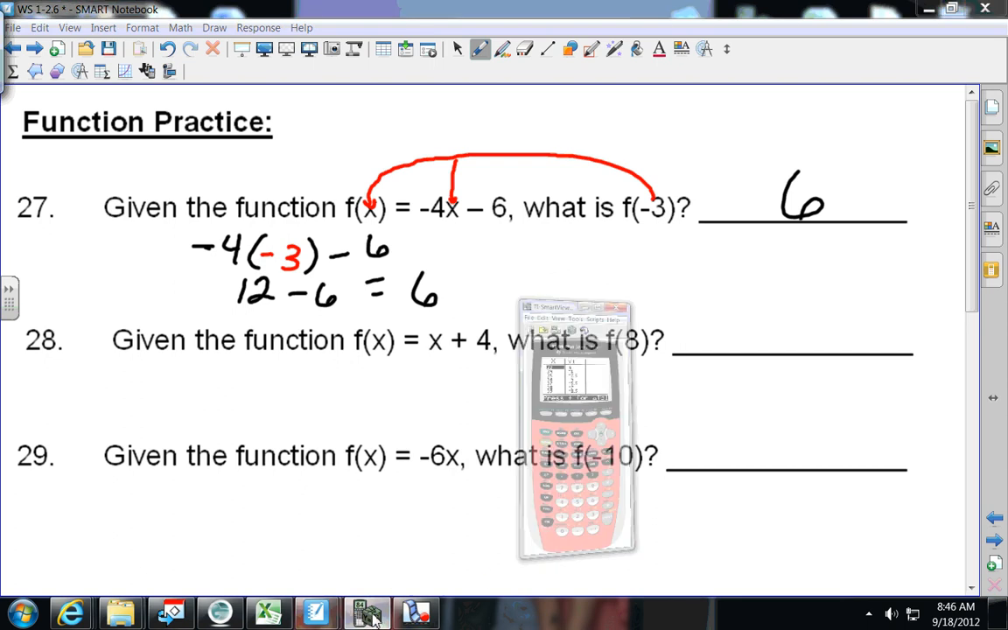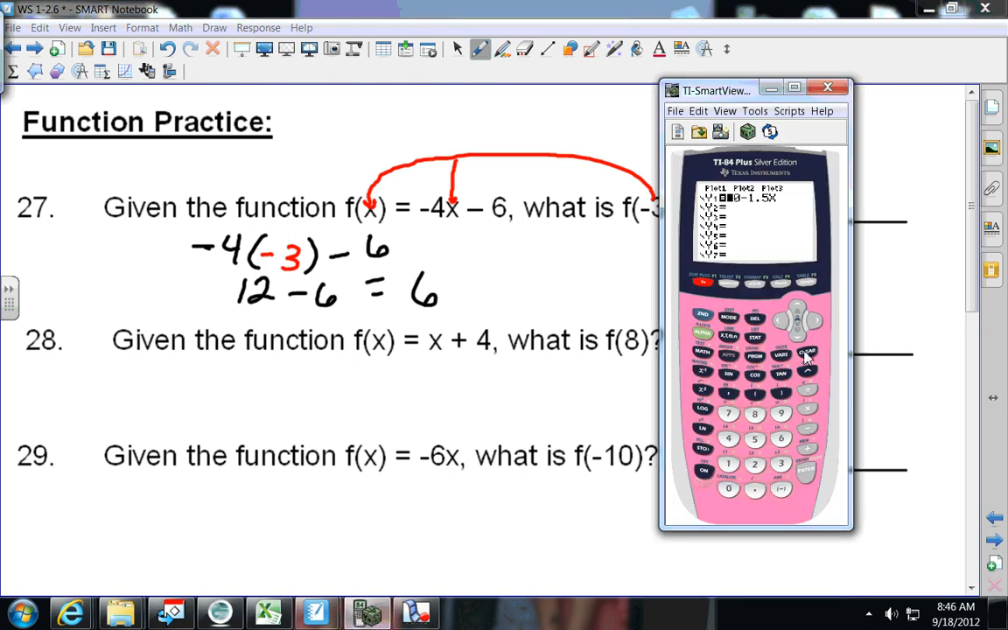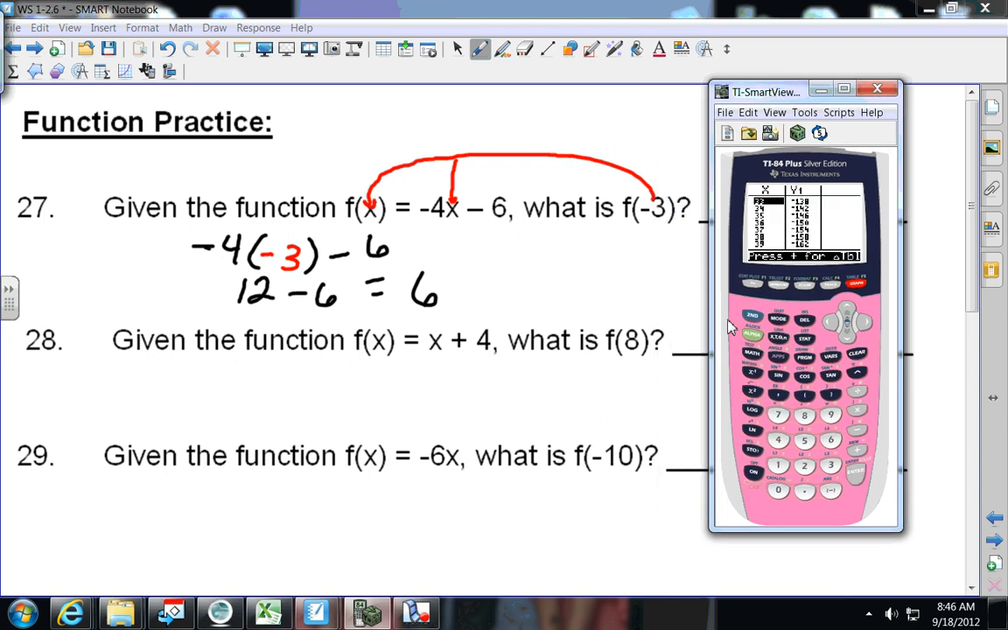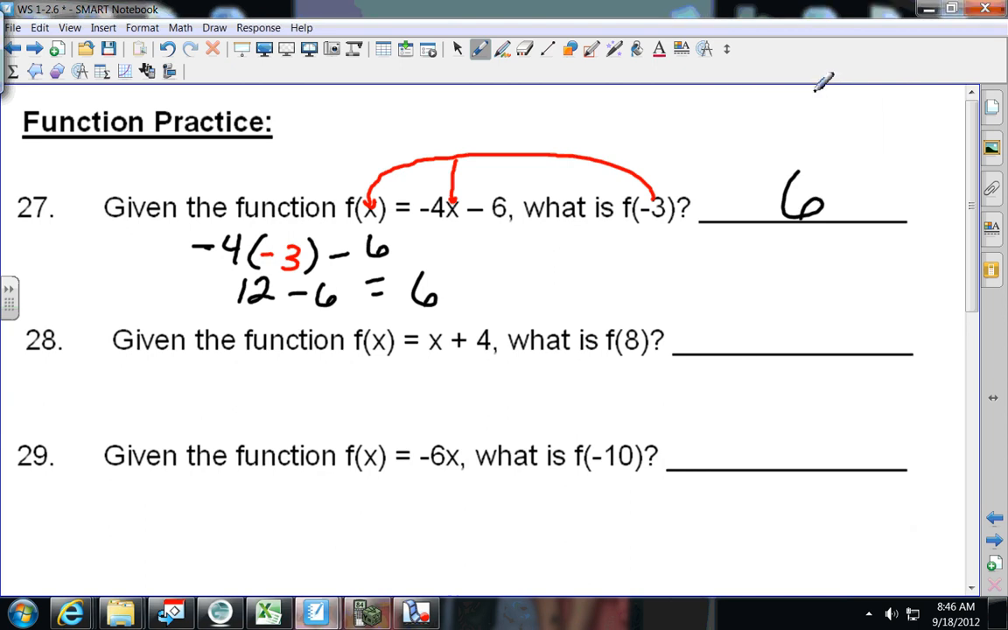That's one way we can do it. The other way is you can go in the calculator, go to y equals, put in there negative 4x minus 6, second window, go and see where x is negative 3. I'm going to go to the second window, type in negative 3, second graph. There it is at 6. So you can put it in the calculator and look at it this way, or you can solve it by hand. I'm going to show them by hand.